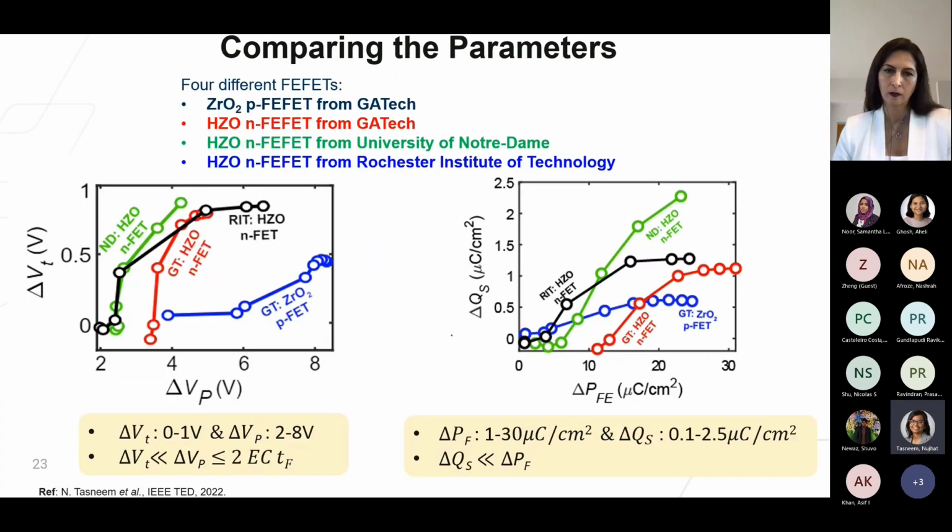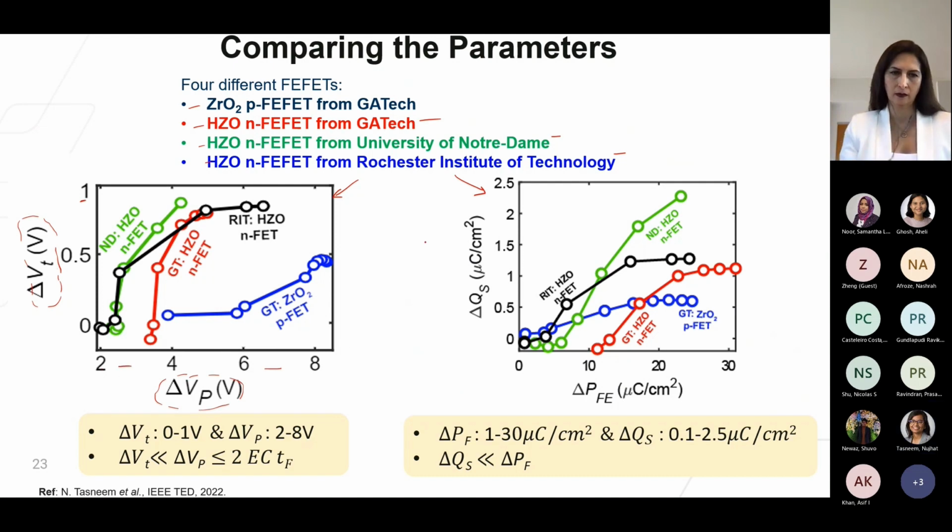We did this experiment on 4 different FeFETs: a zirconium oxide P-type FeFET and 3 HZO N-type FeFETs fabricated in 3 different facilities. So we extracted the 4 parameters from all 4 of these devices and compared them with one another, shown by these figures over here. The first figure shows that the experimental memory window delta VT for all 4 of the devices is limited to 1 volt, which is very low. On the other hand, the theoretical memory window delta VP ranges from 2 to 8 volts for all 4 of the devices.